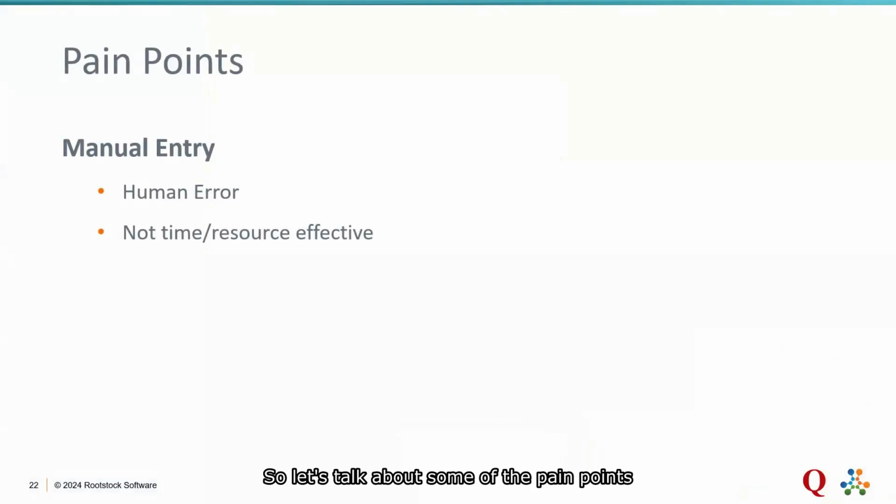So let's talk about some of the pain points that a lot of our prospects come to us with. Starting off with the brute force or manual entry, again, we see a lot of human error with this. Oftentimes the prospects will really stress that they have to enter in data two or three times because it's been misentered or it's inaccurate in Rootstock. There's a lot of errors that come up with that, and oftentimes it's also relying on a single person as well. So it's simply not time and resource effective.